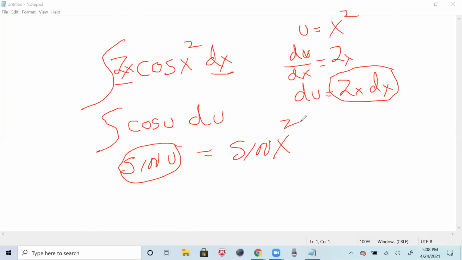Mm-hmm. And depending, if I was going from 1 to 3, I would do it this way. And if I was evaluating it in terms of u, well, if x goes from 1 to 3, u goes from 1 to 9. Right. So if I wanted to evaluate it, it would still be the sine of u from 1 to 9. Both will give you the same answer. Okay. Because notice that when I substitute the 3, I get the sine of 9. Right.